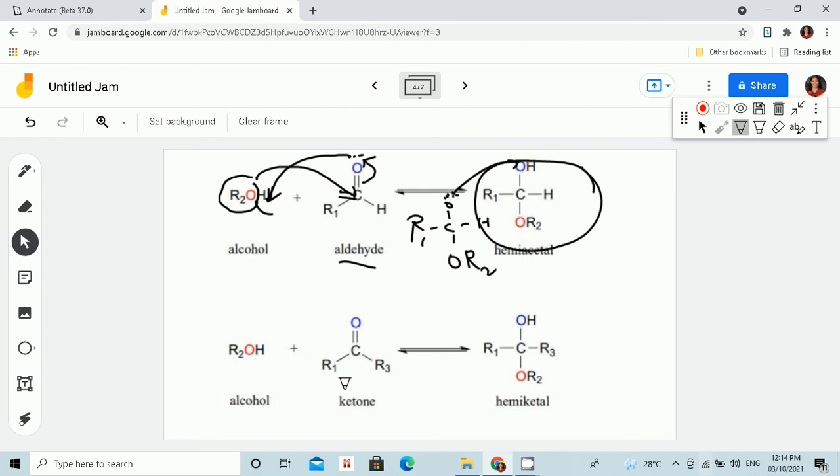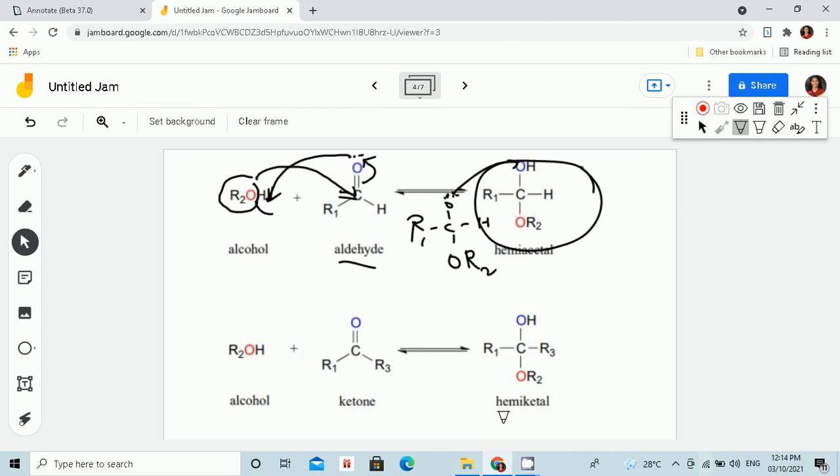Okay, and then we have here, I may give you structures, and then you will name if it's an alcohol, hemiacetal, or hemiketal, aldehyde, or any. And then just take note of that.